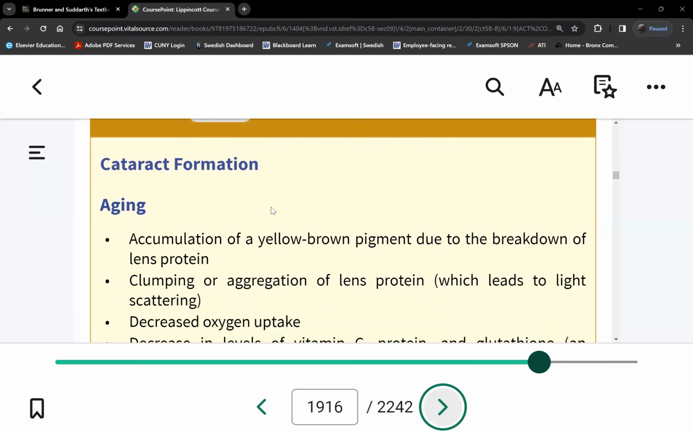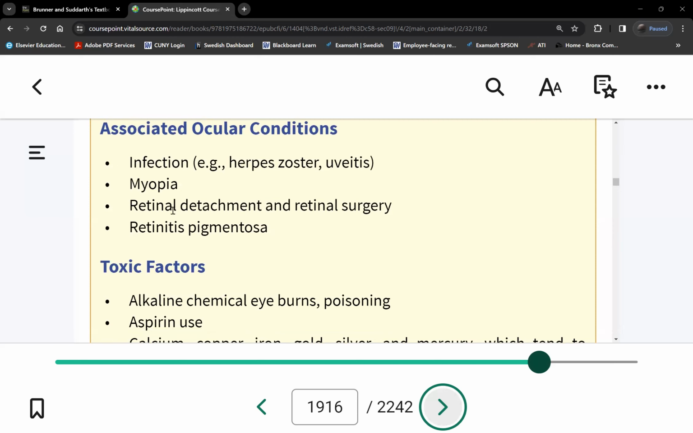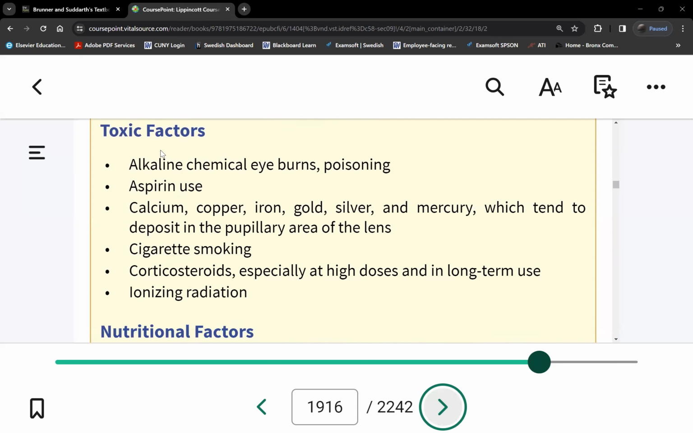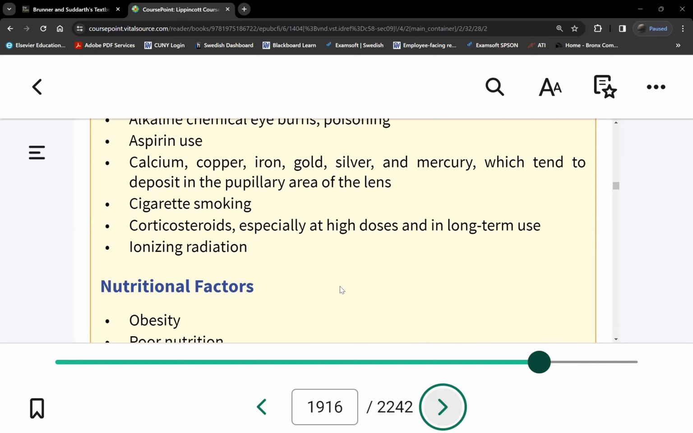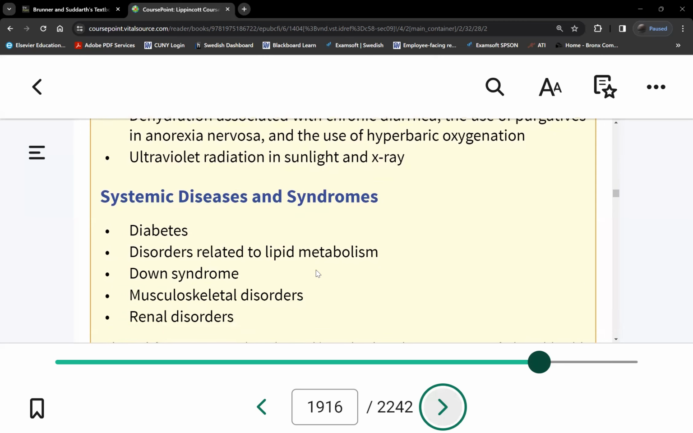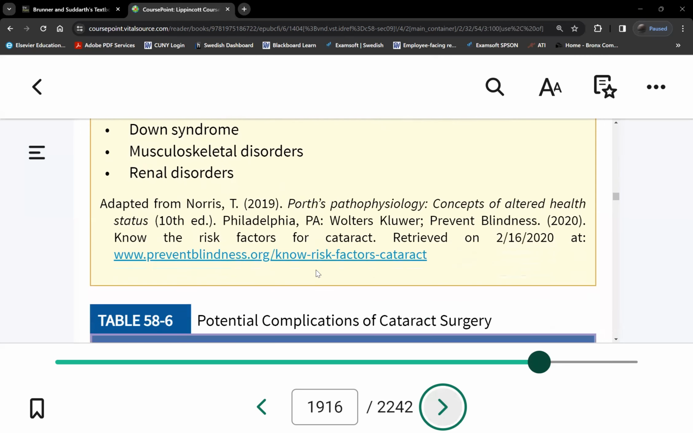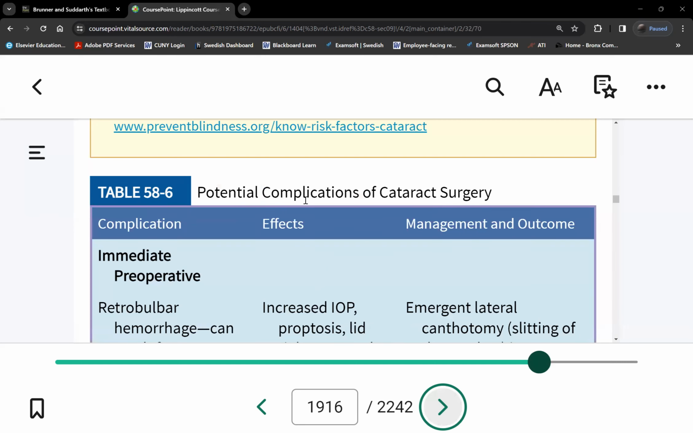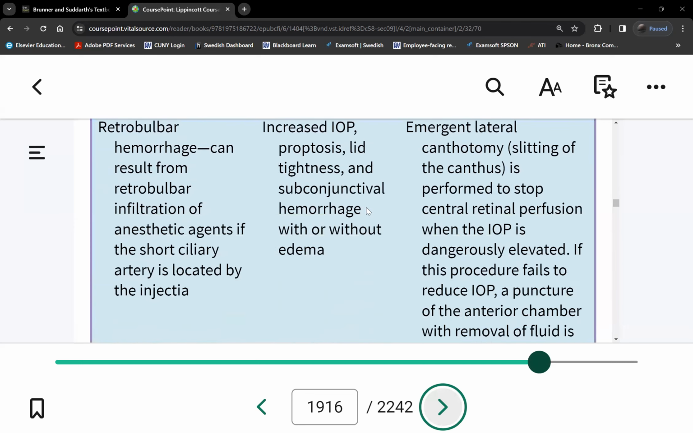So here are the risk factors. Number 1 is aging, but again, it's not exclusively aging. So here are the other possible risk factors for cataracts: infection, myopia, retinal injuries, or exposure to toxins. Say you're working with these chemicals at your job. Let's say you or a family member smokes, for instance, etc. All right. So these are the other risk factors for cataracts. I won't test the table 58-6 either.